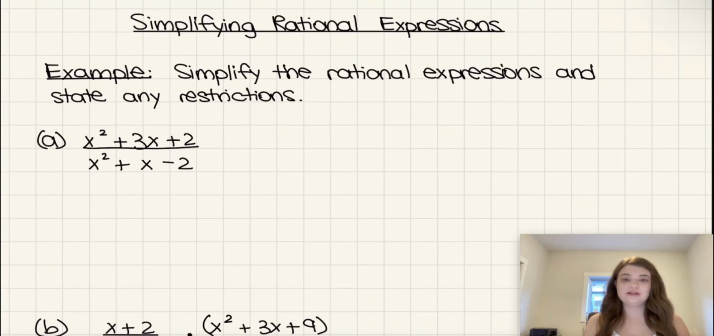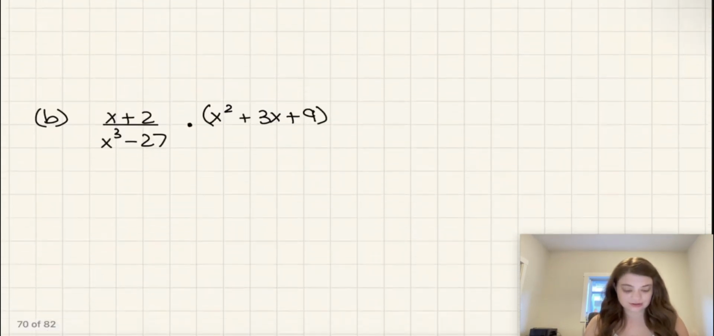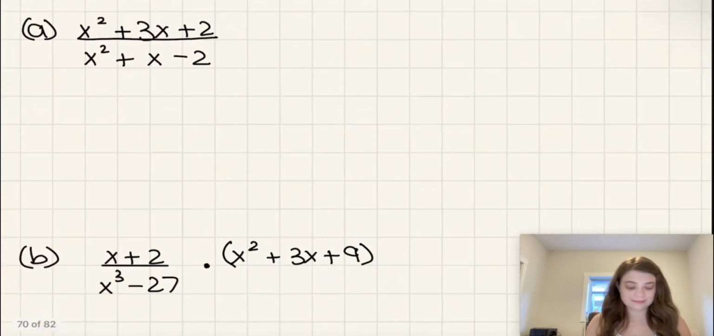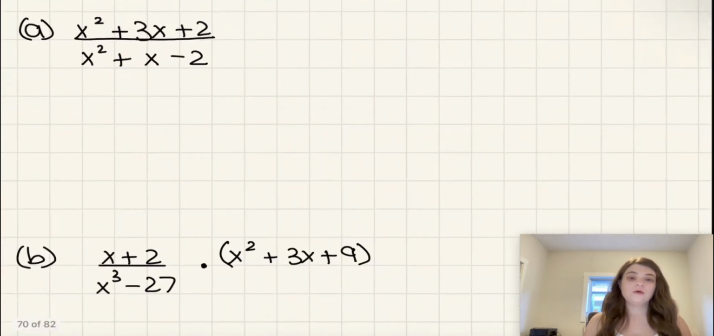So today we're going to simplify the following rational expressions and state any restrictions. Here's the three we're going to do today. All right, so first let's talk about how we would simplify something like this. Well, what we're first going to do is factor it, because if these two quadratics have any of the same factors, we can cancel out those factors.